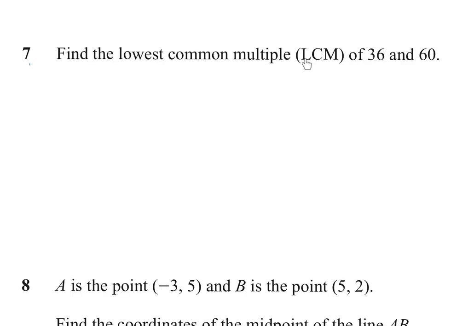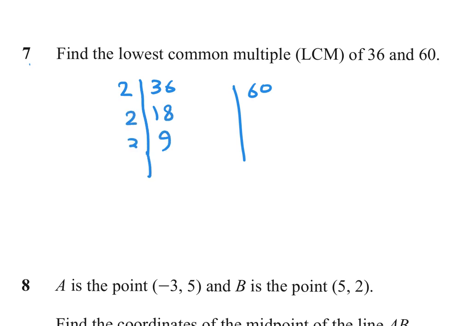Number 7. Find the lowest common multiple, LCM, for 36 and 60. Yes, Salah? Sir, we can use the prime factors. Yes, so you can factorize 36 and 60. Factorize 36: you can divide by 2, then divide by 2, you get 9. Divide by 3 equals 3, divide by 3 equals 1.